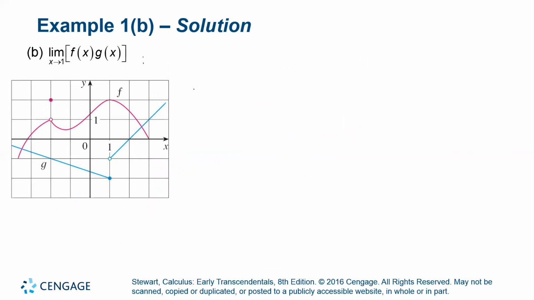Now, the product is given by, if I use law number 4, the same as the limit x approaching 1 of f of x times the limit x approaches 1 of g of x. Now if you look at the limit x approaching 1 of f of x, this is 1 from the right, and from the left it is 2. So this is equal to 2 times, but this does not exist.